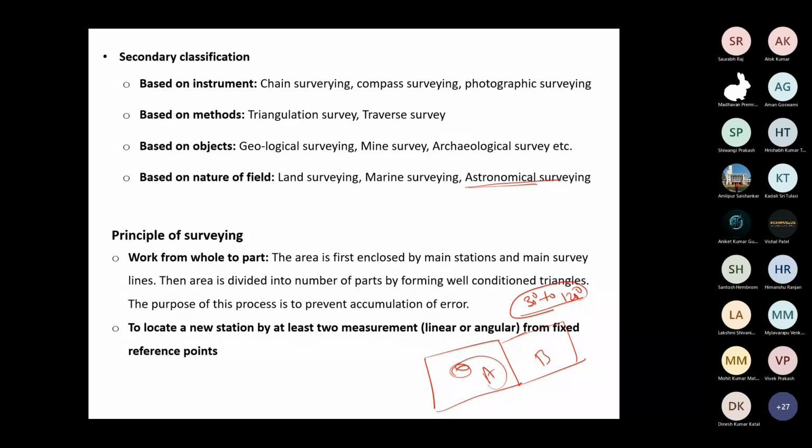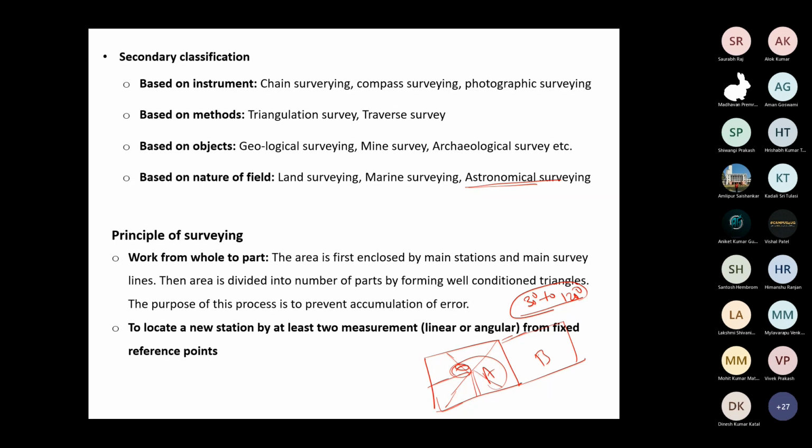Yes, sir. Because what we are doing, we are making all the triangles in this area. Are you getting my point? Please say yes or no. Yes, sir. So what will happen if there is some error? Because error will be there. We only minimize the error. We cannot eliminate it totally. So it will not affect the nearby area. That is the main purpose. Otherwise, the error will keep adding, so at the end, we will be nowhere.